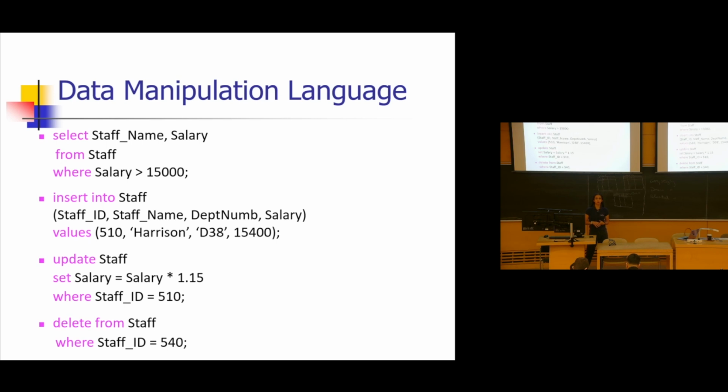What does it do? Let's say they want to increase my salary, right? So set salary, increase the salary where staff ID is my ID, okay? Delete from staff where staff ID is 540. Now, what is the difference between delete and drop that I mentioned at the beginning of this session?